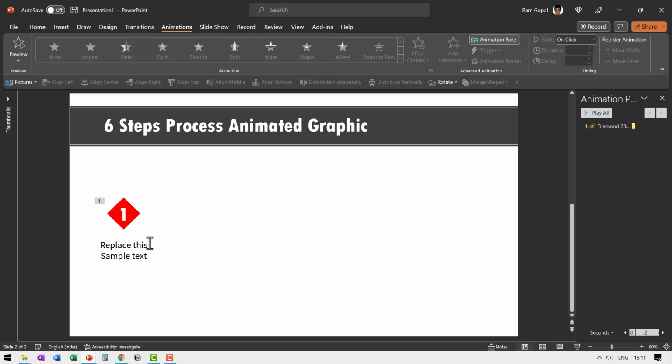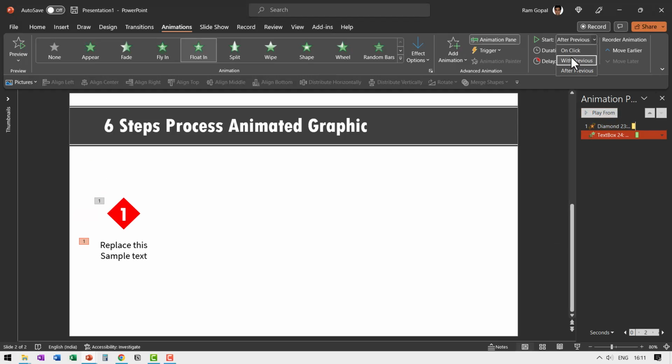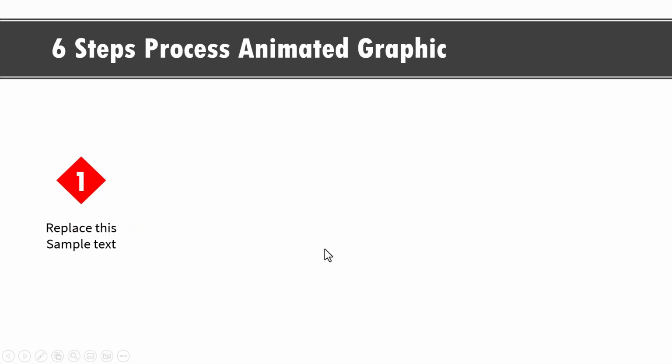Then right after that we are going to have this float in from top. So let us go to Float In and say Float Down, and this happens for 0.5 seconds, after previous. So when I go to slideshow, on a click, this is how the animation happens. If you want, you can have this happen with previous as well. So this is the way the animation looks.